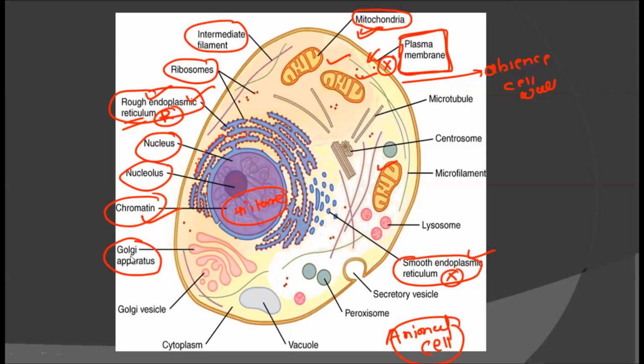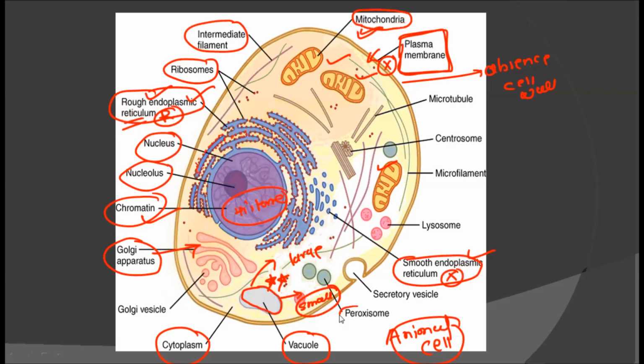Similar to the plant cell, the animal cell also contains the Golgi bodies plus the vacuoles. But here, the vacuole is very small in size. So it is a very important difference between plant cell and animal cell, that in plant cell the vacuole is very large, while in an animal cell the vacuole is very small, right?